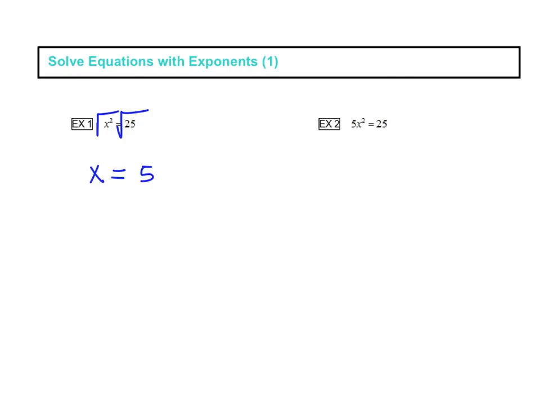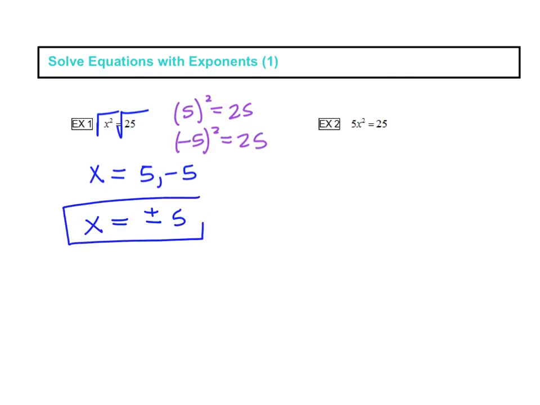If you were to plug that back in, 5 squared equals 25. Well, negative 5 squared also equals a positive 25. So this equation in particular is going to have two answers, a 5 and a negative 5. Because it's an x squared with that 2, we're going to have two answers. So we can shorten that up and say x is equal to plus or minus 5. It's a little abbreviation for you.